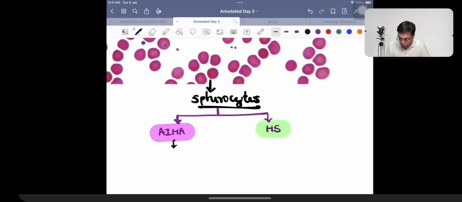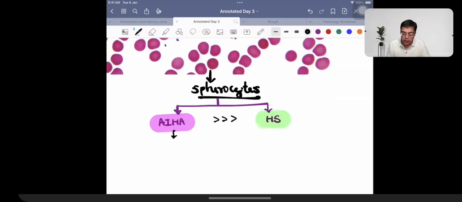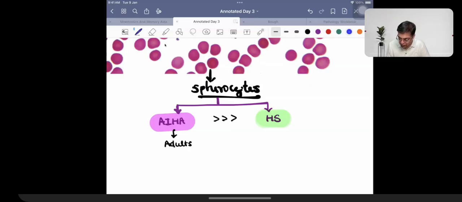Autoimmune hemolytic anemia is more common. It is seen classically in adults. Hereditary spherocytosis is going to be seen in children. So age is one important differentiating factor. Second fact, in autoimmune hemolytic anemia, autoantibodies are present. Autoantibodies are absent in hereditary spherocytosis.